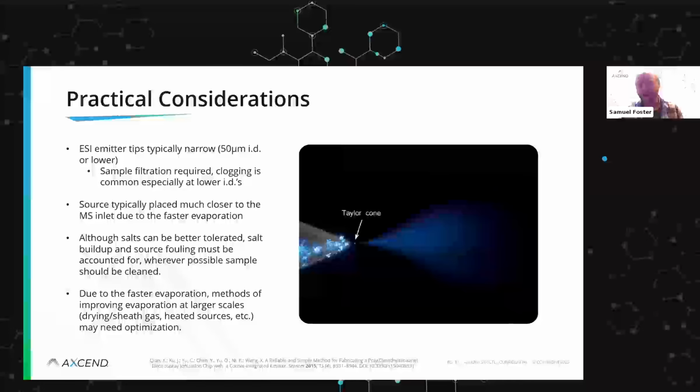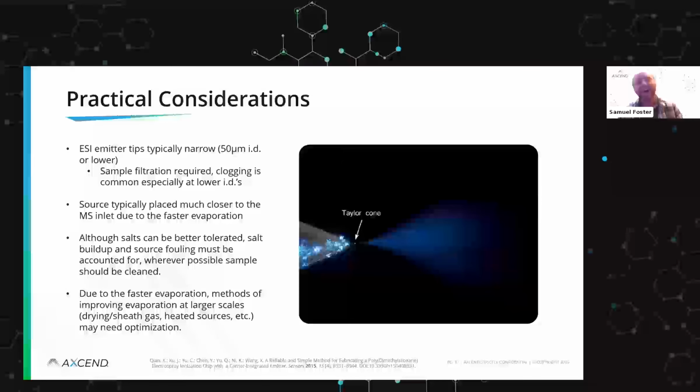Now, the other thing is because you're experiencing evaporation a lot quicker, you're often going to have to manually set up the source much closer physically to the inlet of the mass spec, just because otherwise you're going to make a more and more diffuse electron cloud or analyte cloud. And so you can't have it as far away as an analytical scale source, and that typically requires a little bit of tuning.